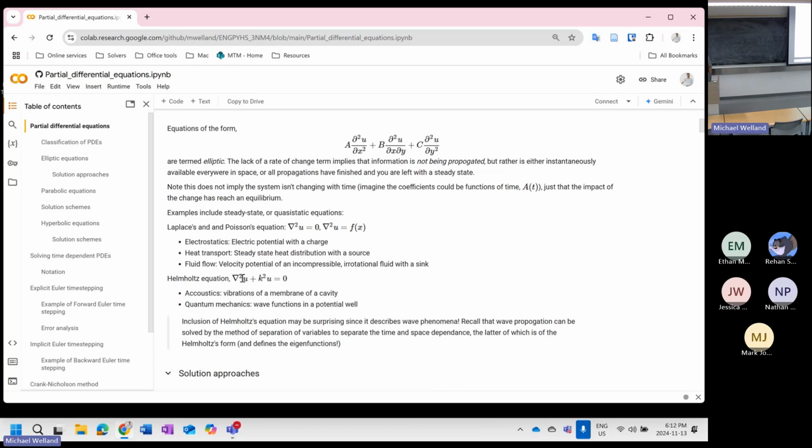Helmholtz equation. This one might be a bit surprising. Helmholtz equations are of this form. You have the spatial part and a function of your actual variable. The funny thing is that those equations include acoustics, which are waves, and quantum mechanics, where you're looking at the wave function, right? Does anybody know why we're talking about wave behavior in the context of elliptic equations?